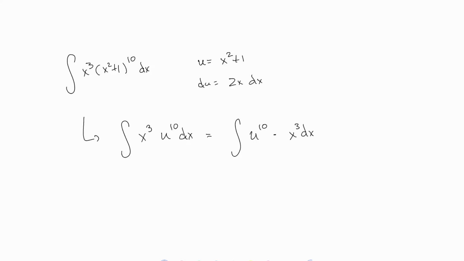Why am I not sure about x cubed dx? Well, x cubed dx is not equal to du, and not even if I divide by 2. I might as well divide by 2, but that doesn't really solve my problems. This is not x cubed, it's just x here. And you would maybe consider solving for x up here, but that's also not going to be helpful, because this is a cube, but that's a square.